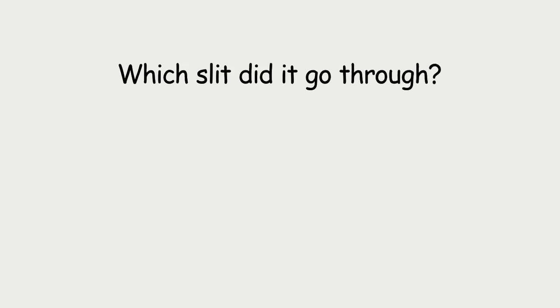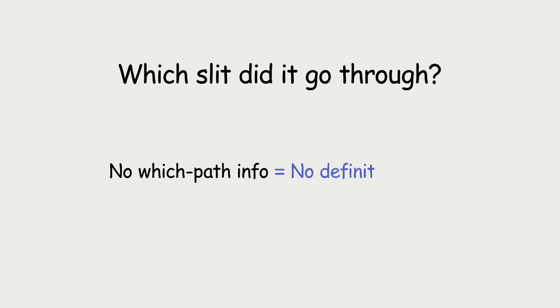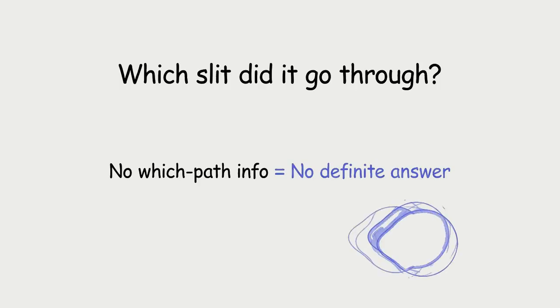Now ask the obvious question. Which slit did the particle actually go through? Here's the careful answer. If the experiment is set up so that no which-path information exists anywhere in the universe, then that question does not have a definite answer. The theory doesn't say the particle secretly chose a slit and hid it from us. It says the alternatives are part of a single quantum state.